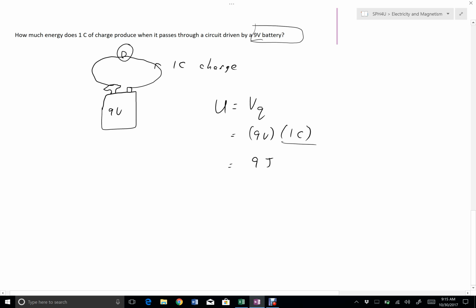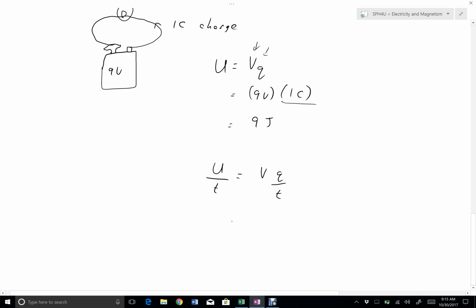That's why when we figure out the energy, I've been using U for energy, I'll stick with that, we need to know the voltage and we need to know the amount of charge. Or if we do the whole thing per unit time, so if I take the energy per unit time, then I get voltage times charge per unit time, which we more commonly think of as current. Then I get the power of an electric circuit is equal to the voltage times the current.